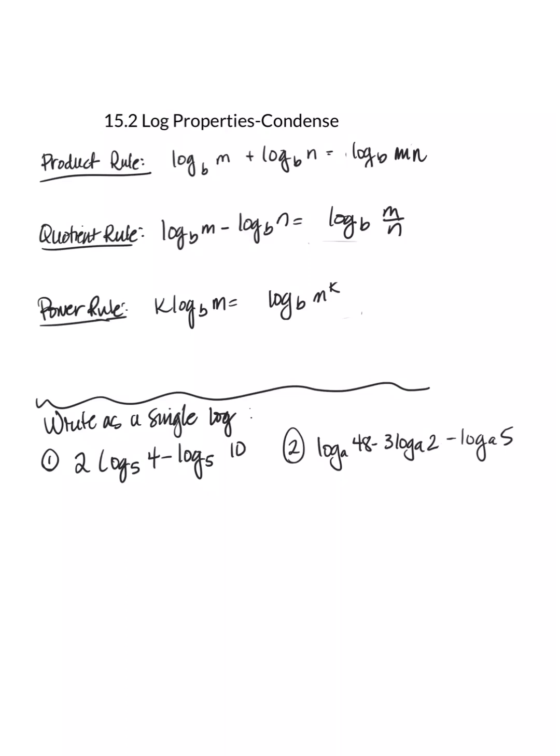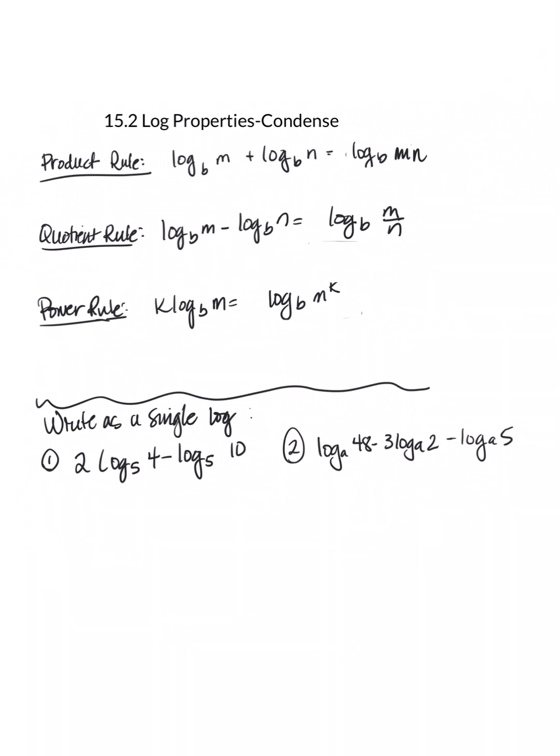All right, in today's lesson, we're going to do just the reverse of what we did yesterday. So we're going to use our product rule, the quotient rule, and the power rule that we used yesterday, but today we're going to be given the expanded version, and our job is to condense it down to one logarithm. So you'll have multiple logarithms in the original, and your job is to write it as one logarithm. So let's kind of review this.